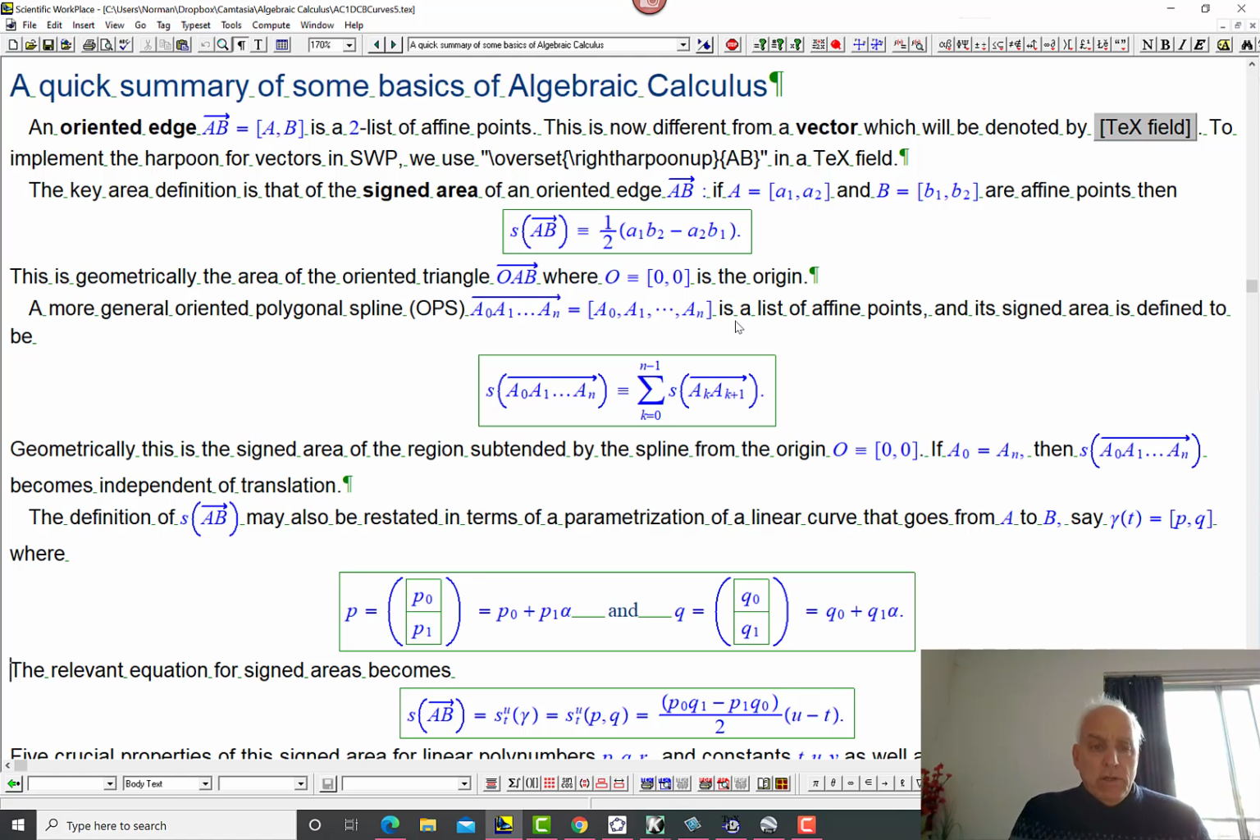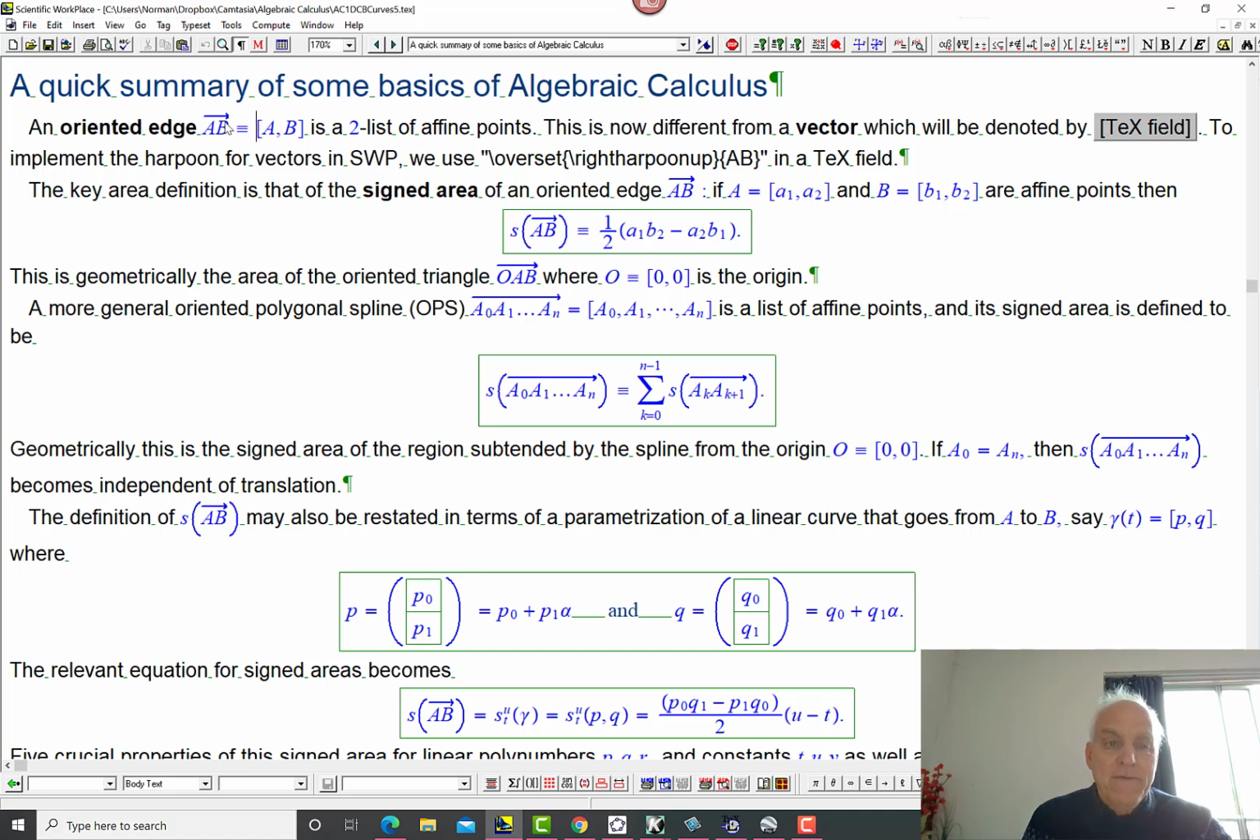Okay, so a little bit of terminology to begin with. An oriented edge, okay? I'm going to use this notation in Scientific Workplace. So points A and B, these are affine points, and if we have an arrow over it, sort of like a two-sided arrow, that'll be an oriented edge. And what that is is the list AB. I can even make a definition here. Maybe I'll do that, just making it clear that this is the definition of what this symbol means.